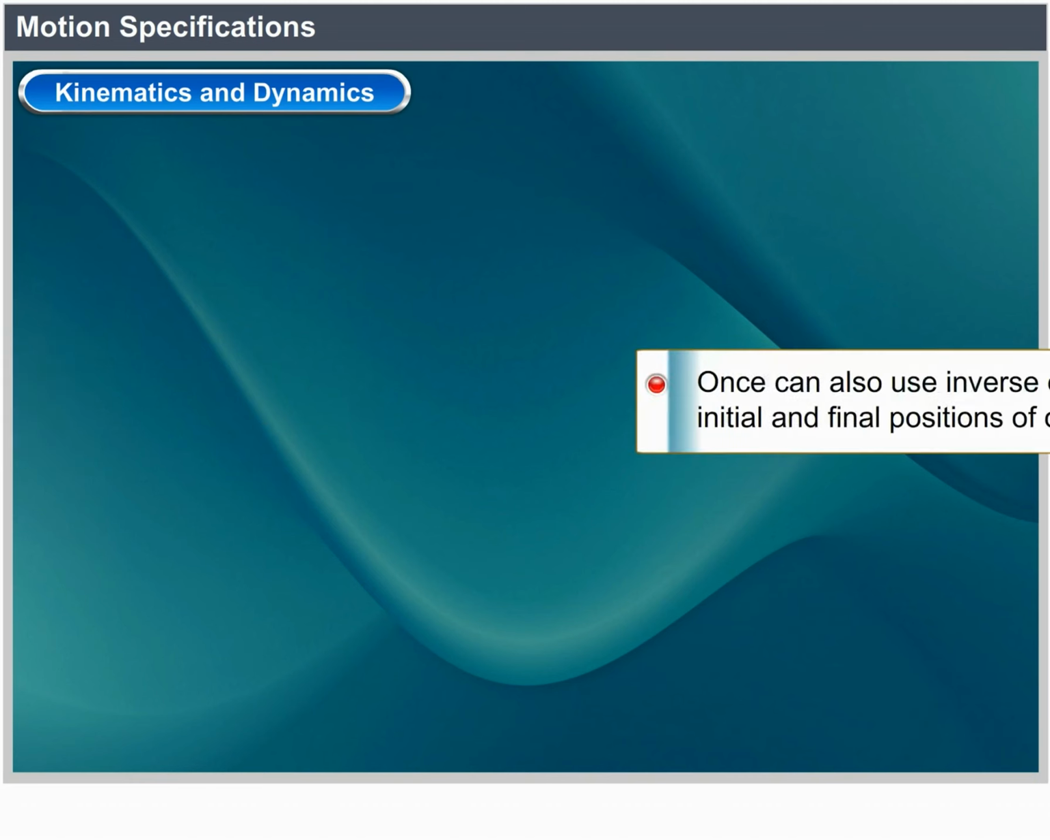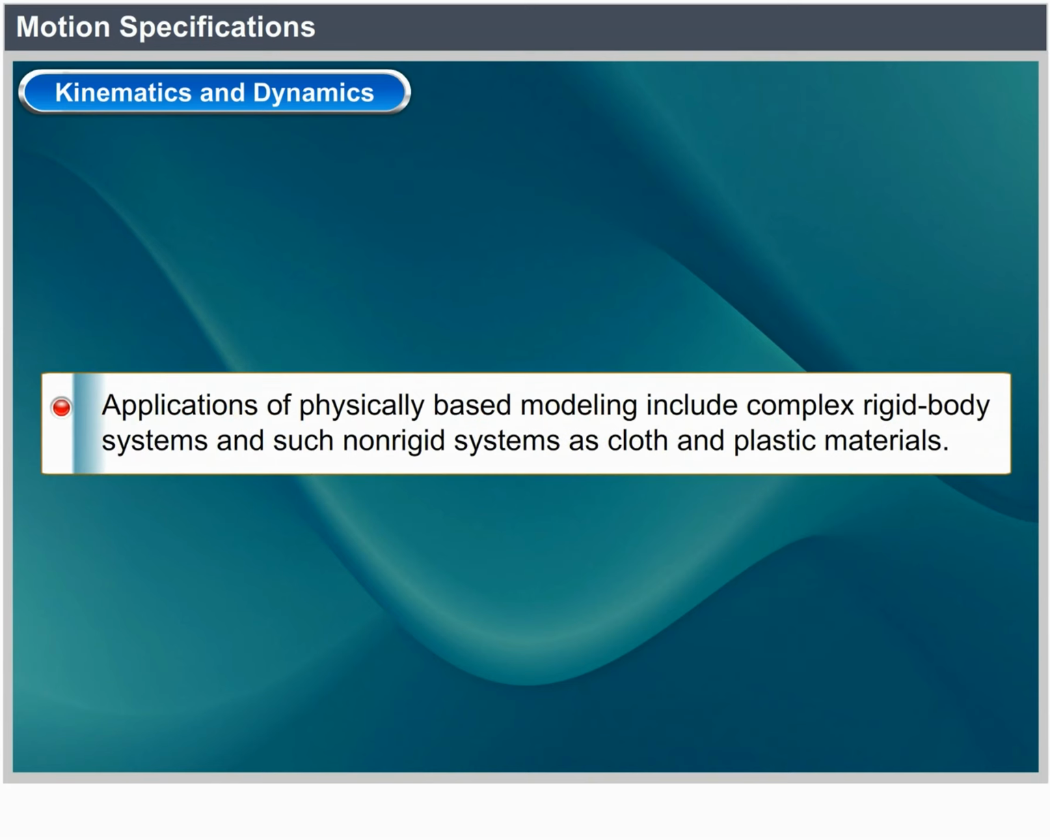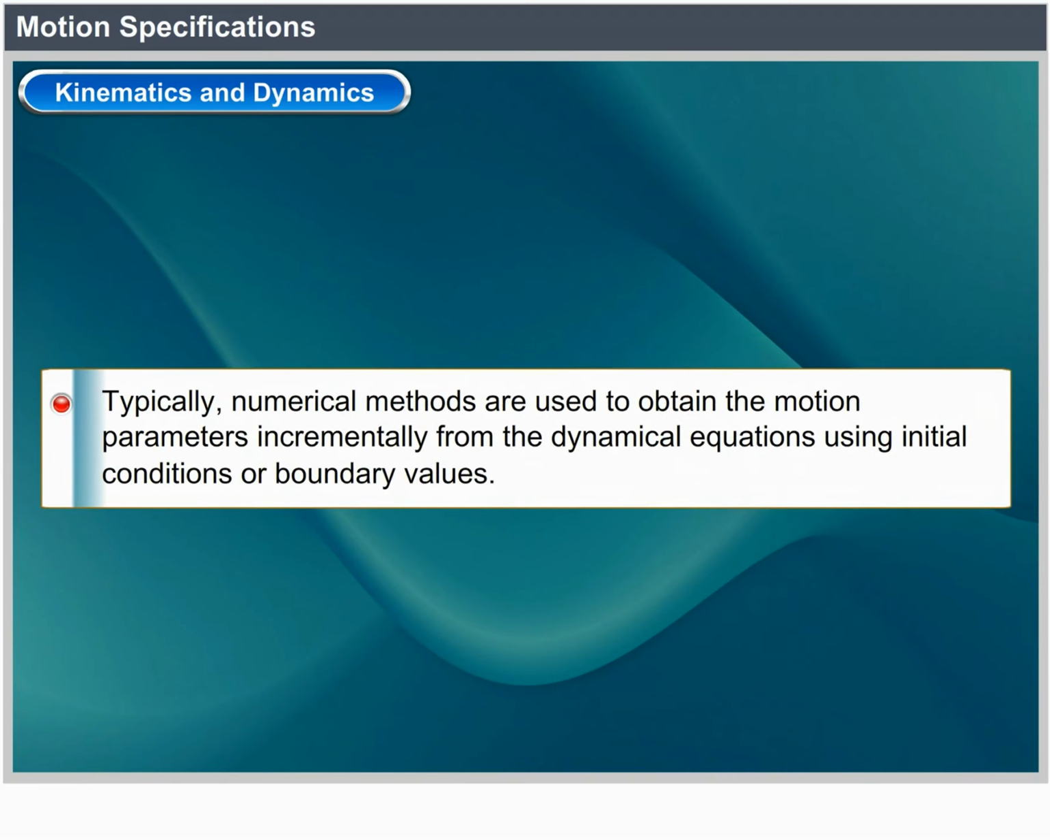We can also use inverse dynamics to obtain the forces, given the initial and final positions of objects and the type of motion. Applications of physically based modeling include complex rigid body systems and such non-rigid systems as cloth and plastic materials. Typically, numerical methods are used to obtain the motion parameters incrementally from the dynamical equations using initial conditions or boundary values.